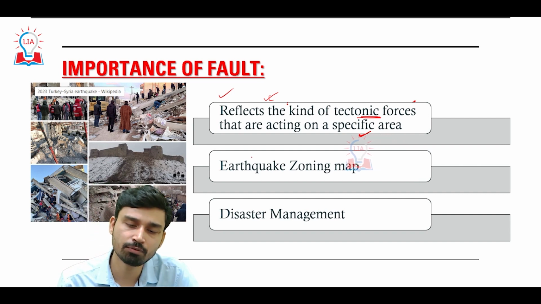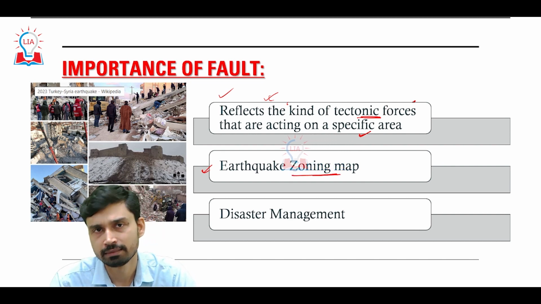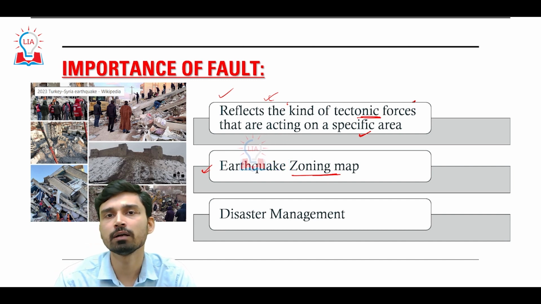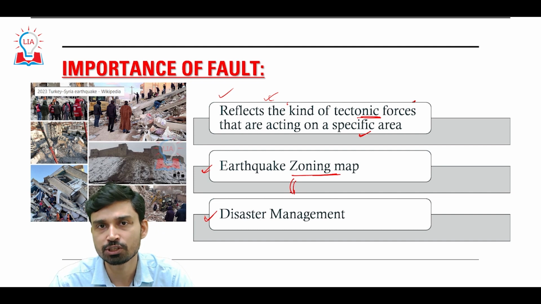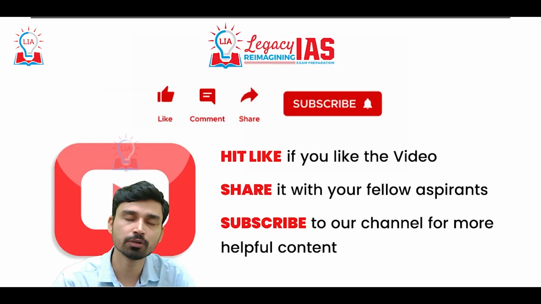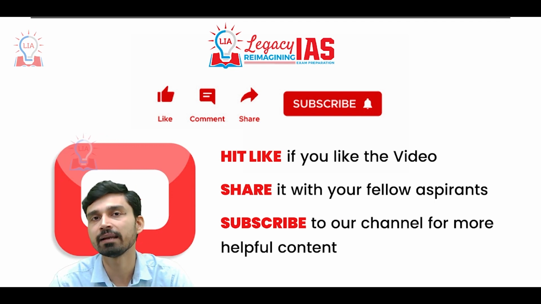And once we understand the fault, it also helps the scientist in preparing an earthquake zone map. That means they can classify which part of a region, which part of a country is more prone to earthquake and which part of the country is less prone to earthquake and is safer. And after earthquake zoning is done, it will also help in management of disaster related to earthquake if it happens in the future. So I hope you understood about this particular topic, about the different types of faults, fault planes, and related terms related to earthquake and faults.